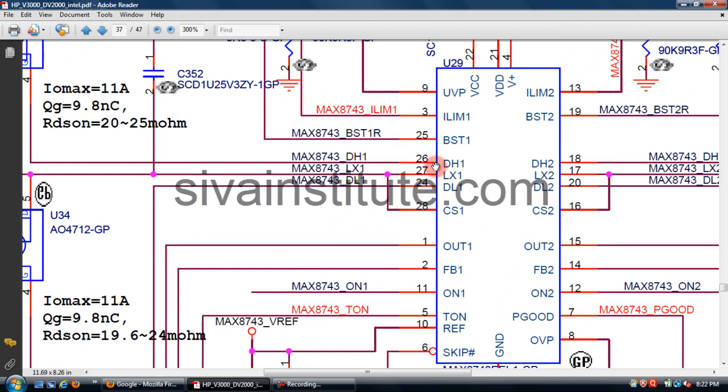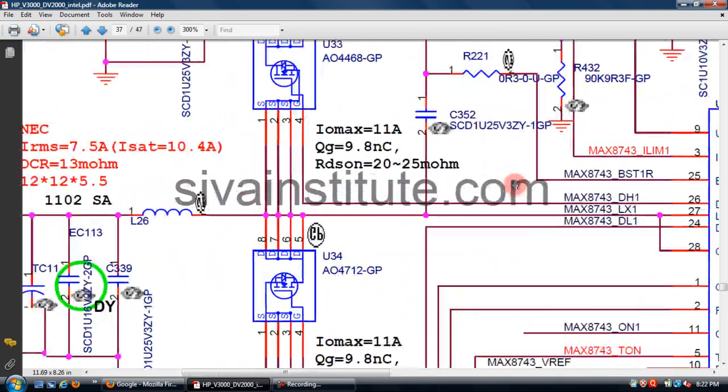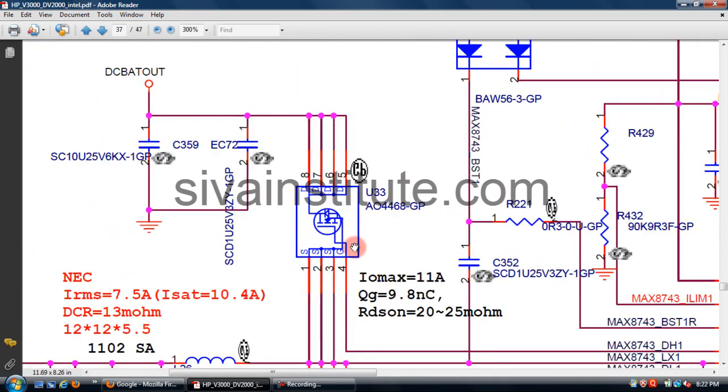This voltage is released from pin number 26. There is no voltage at pin number 11, so this voltage will not come out. When this voltage comes here, this voltage comes out from this IC. This voltage goes to the upper FET. This voltage, DC bat out, is nearly 18 volts. This voltage comes out from drain to source.